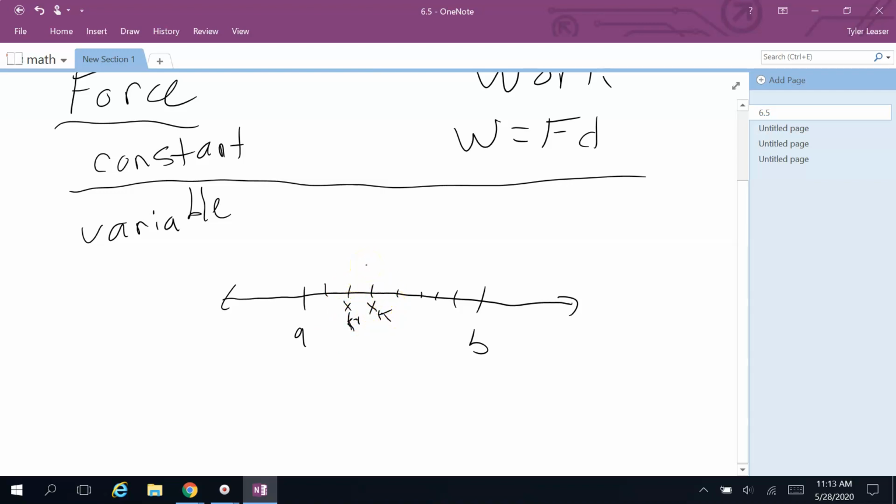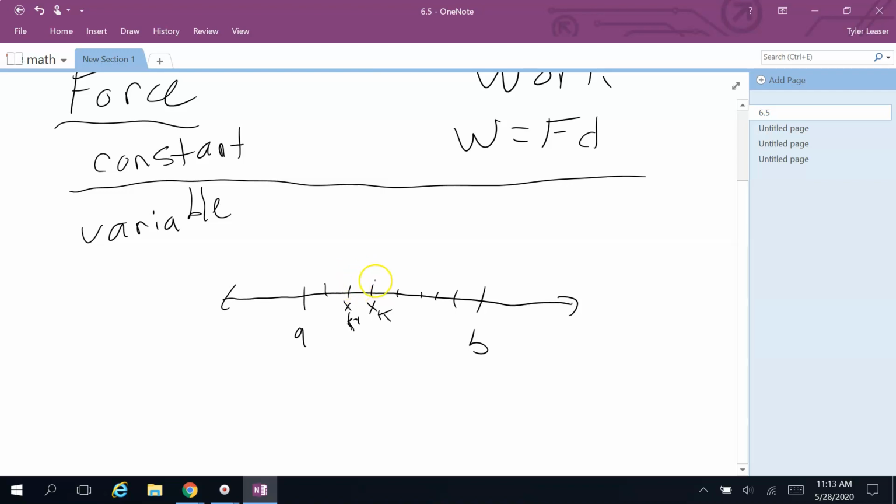Eventually what we're going to do is what we always do and make the number of partitions go to infinity, which is going to make this distance in between the partitions infinitesimally small. So small, in fact, that we're just going to assume that the force to get from one partition edge to the other partition edge is constant, because these two things are so close together, the force can't possibly change that much going from one to the next.